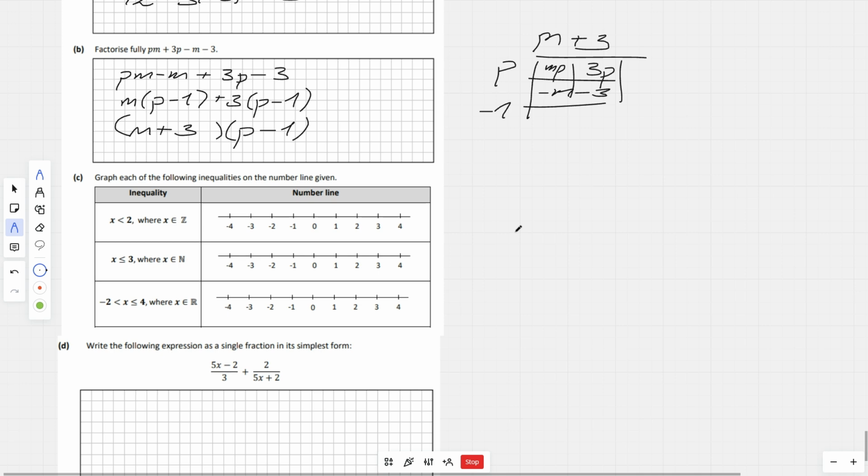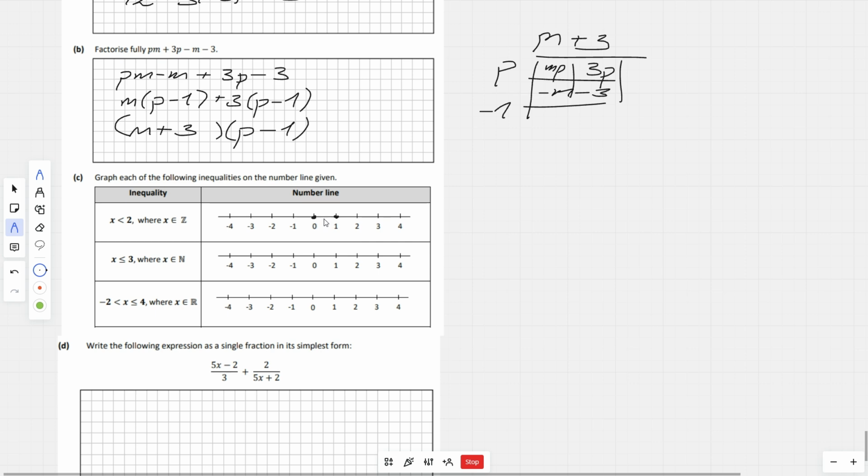For part 2, we have to graph each of the following inequalities on the number line given. So we have to graph x is less than 2, where x is an integer. So x will be integers, so we have to be very careful about what we select. 2 won't be selected because it has to be less than 2. So it'll be 1. So I'll just draw dots on all of these.